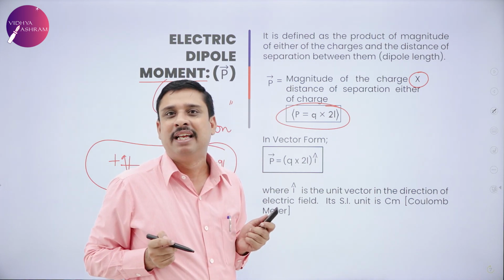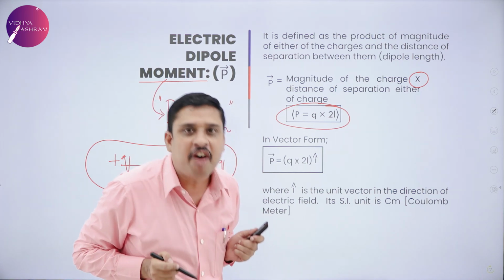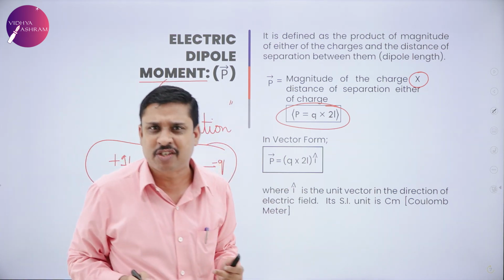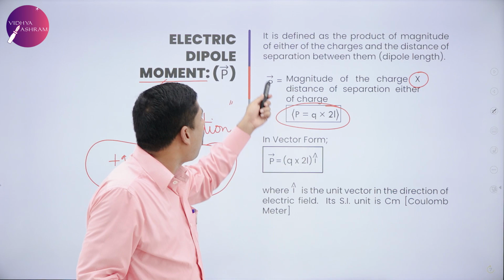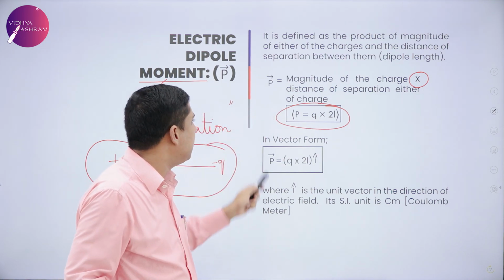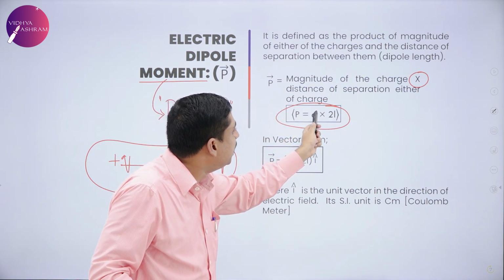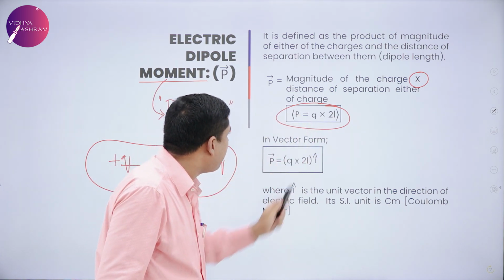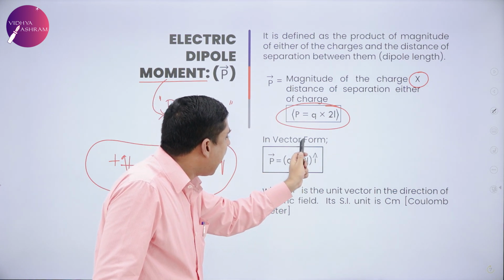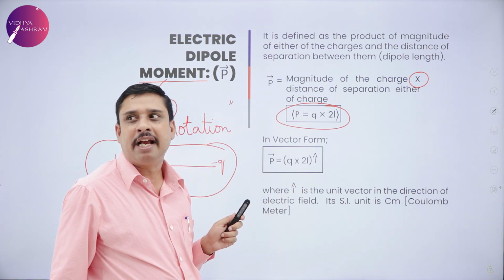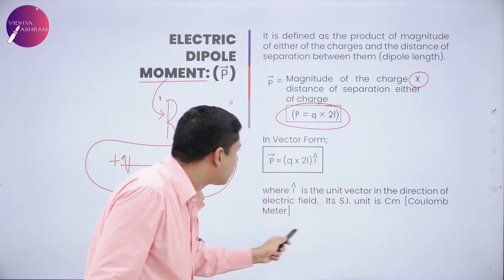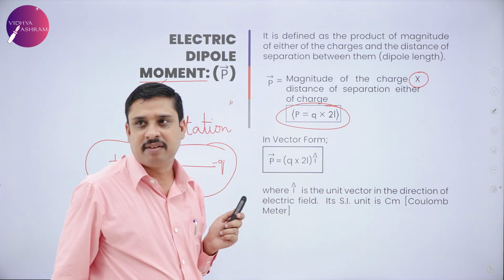What is Q? It is the magnitude of any one of the charges. What is 2L? Distance of separation, dipole length. That is what we call electric dipole moment. P is Q into 2L. In vector form, vector P is Q into 2L. I need a unit vector here. I call it I cap, where I cap is the unit vector in the direction of the field.